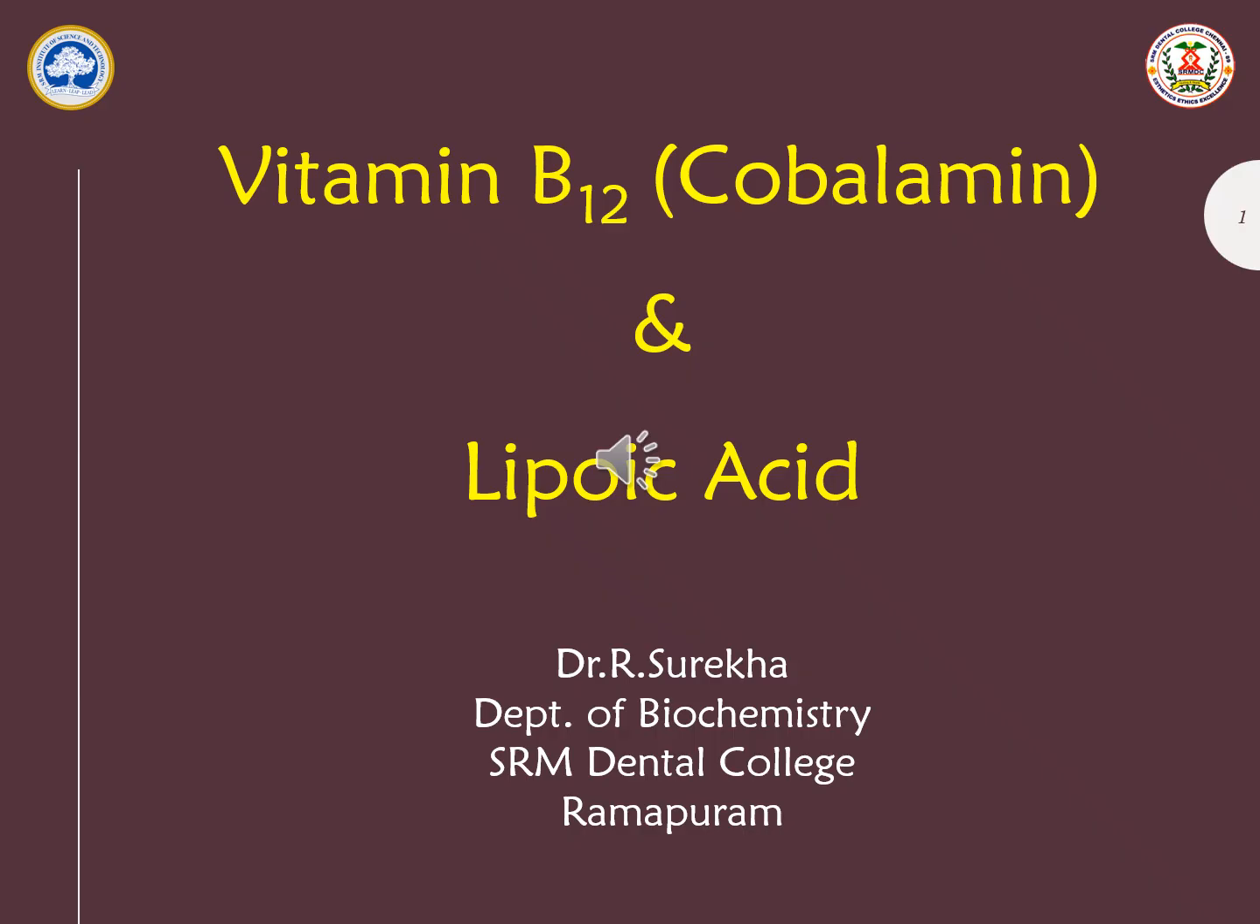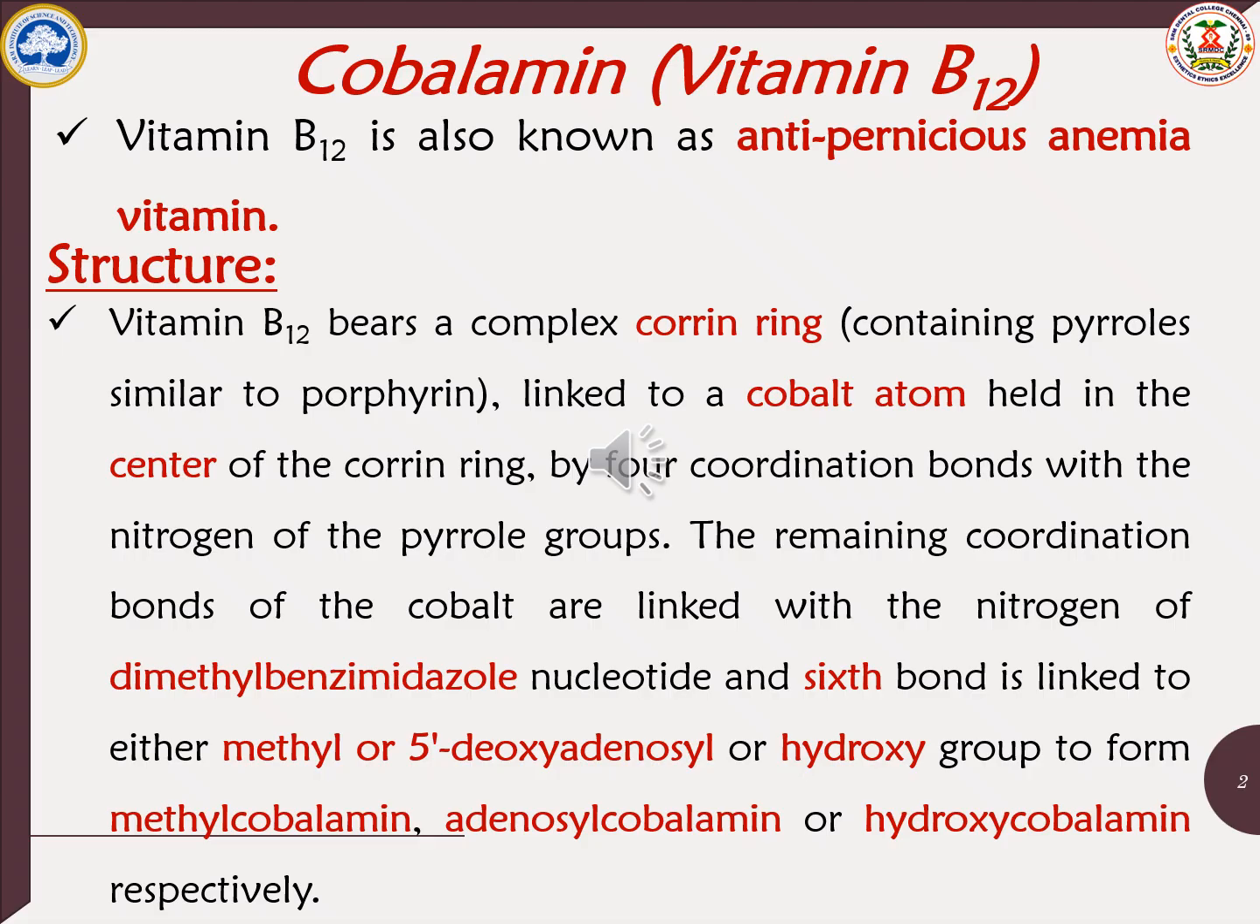Today I am going to discuss the topic vitamin B12, otherwise called cobalamin, and lipoic acid. Cobalamin, or vitamin B12, is also called the anti-pernicious anemia vitamin. This is a unique vitamin which is present majorly in animal sources. It is also produced by the intestinal bacteria. Cobalamin is not present in plant sources, so plants do not contain vitamin B12.